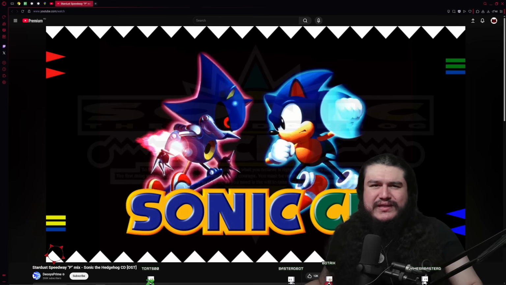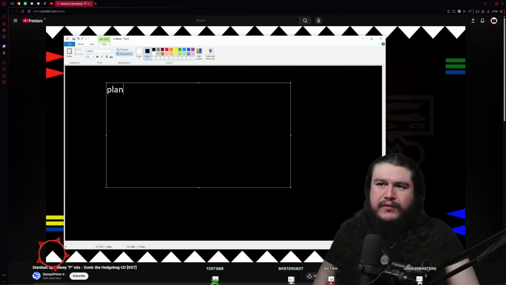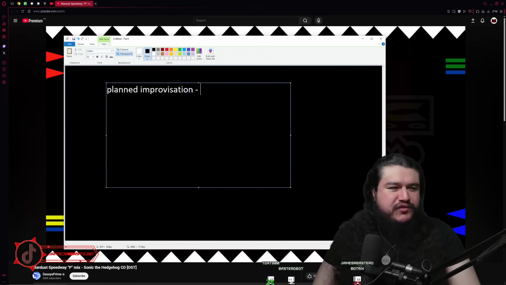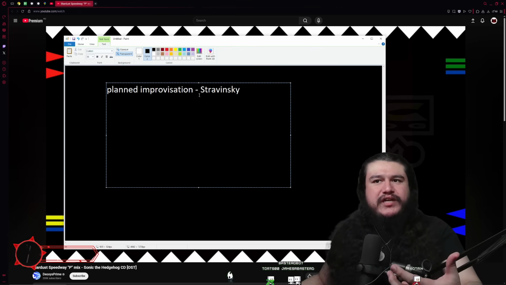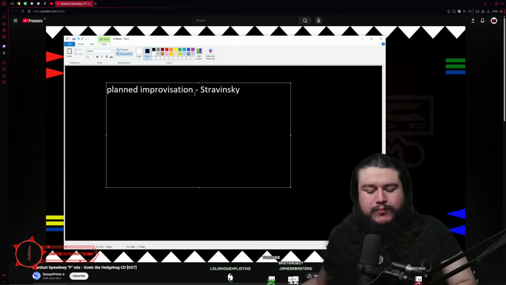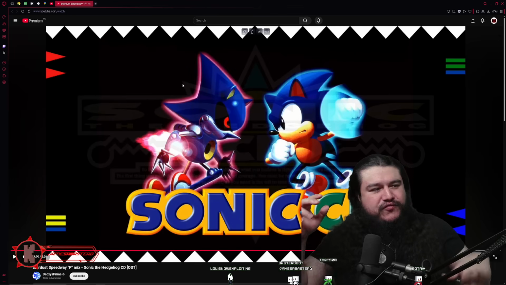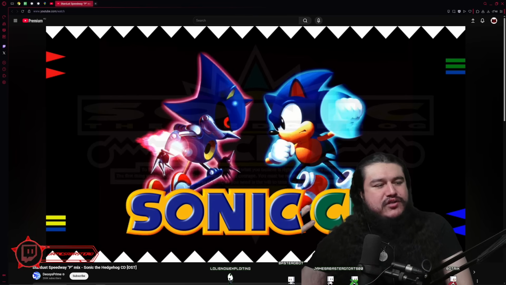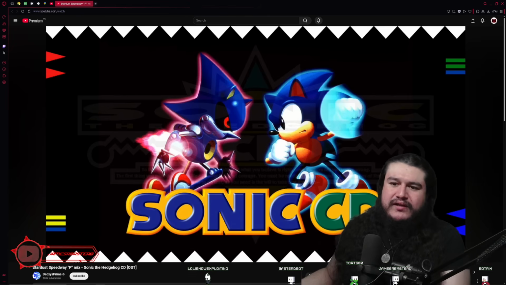This is similar enough to what Stravinsky would call planned improvisation. Planned improvisation is something that Stravinsky did a lot. When you make it so that things sound a lot more improvised, you add a lot of extra notes in between, a lot of extra flair to the melody, so that it sounds a lot more improvised than just a pre-composed thing. It makes things sound a little bit more dynamic. Right? Let's see where this goes.